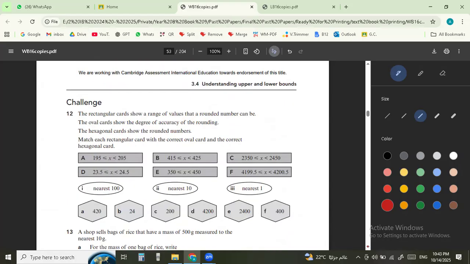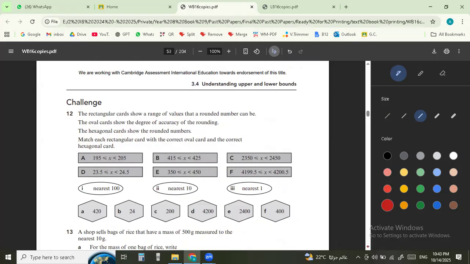The rectangular cards show a range of values that a rounded number can be. The oval cards show the degree of accuracy of the rounding. The hexagonal cards show the rounded numbers. Match each rectangular card with the correct oval card and the correct hexagonal card.